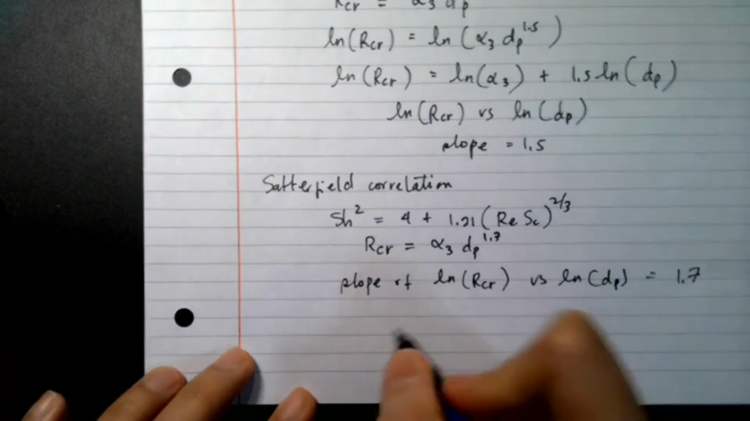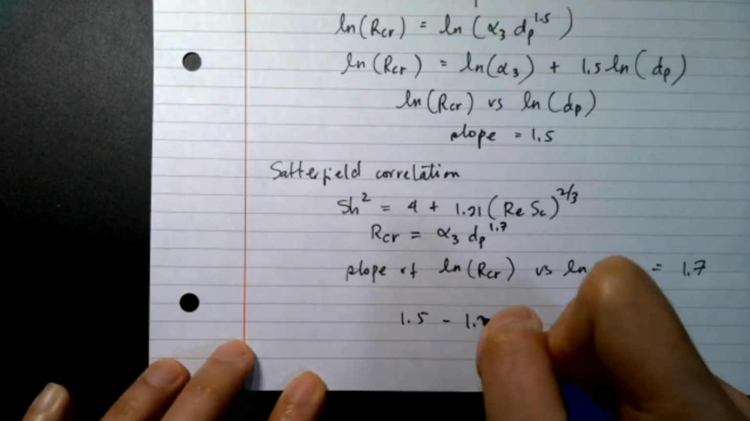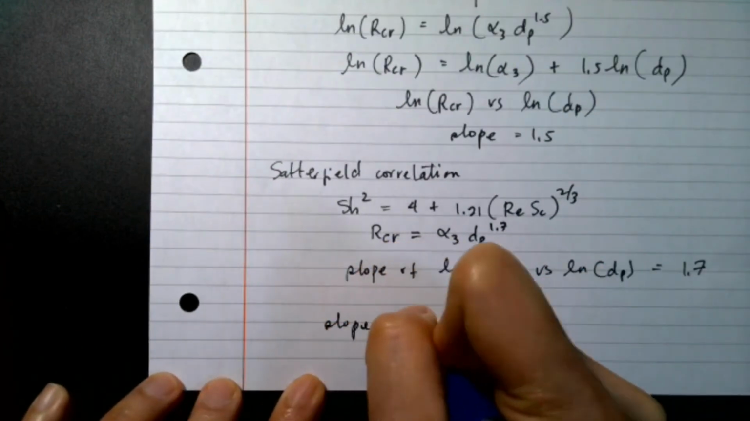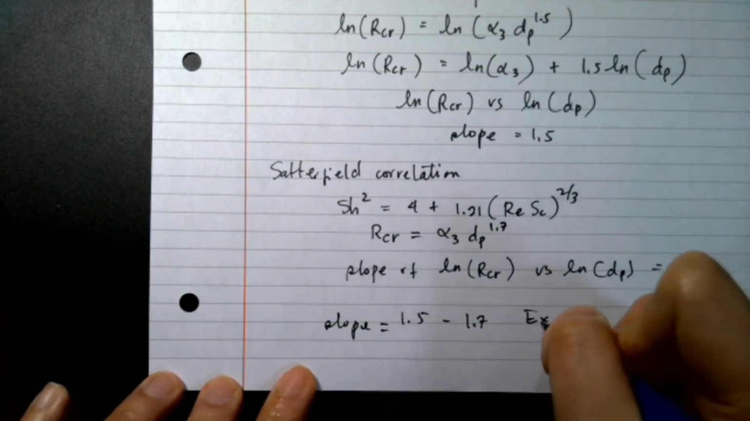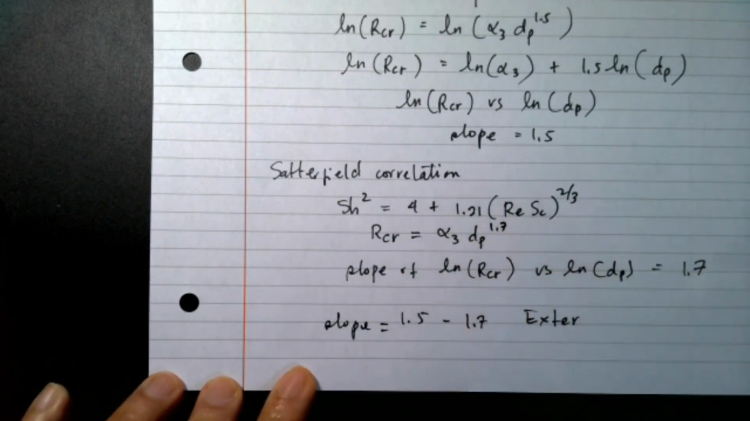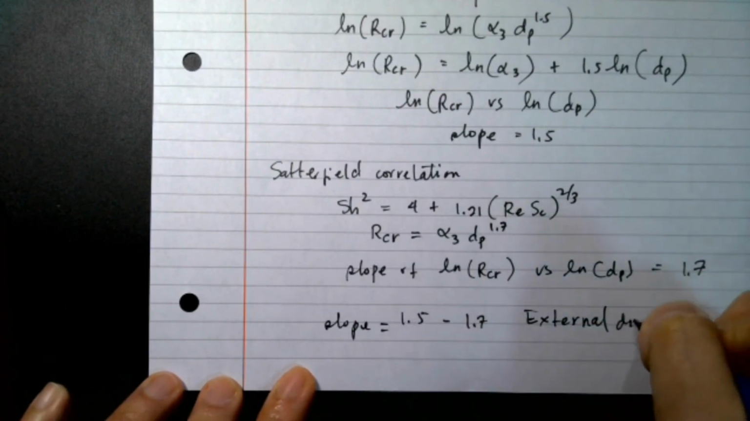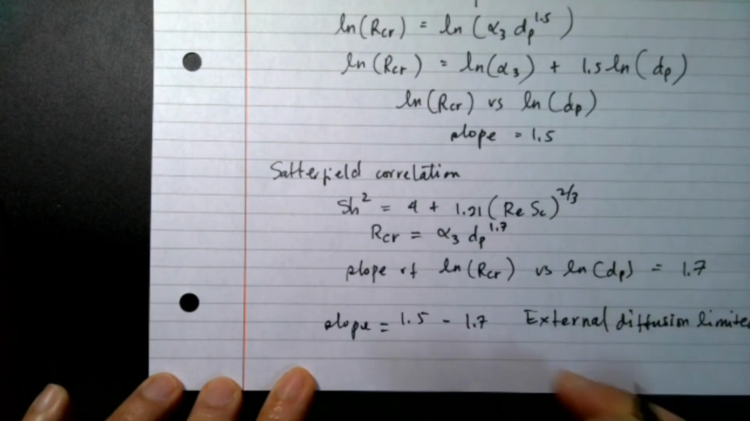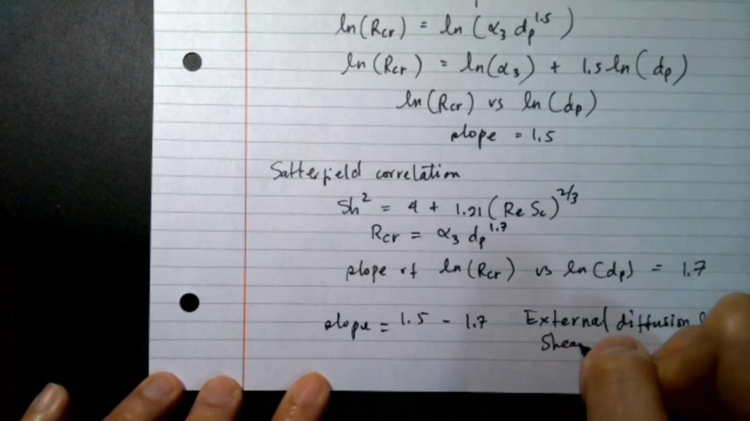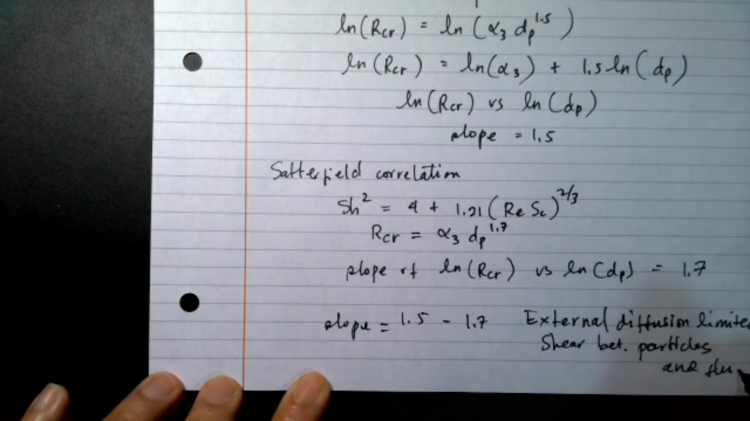So if the slope is between 1.5 and 1.7, then you can say that this is external diffusion limited, and there is shear between particles and fluid.